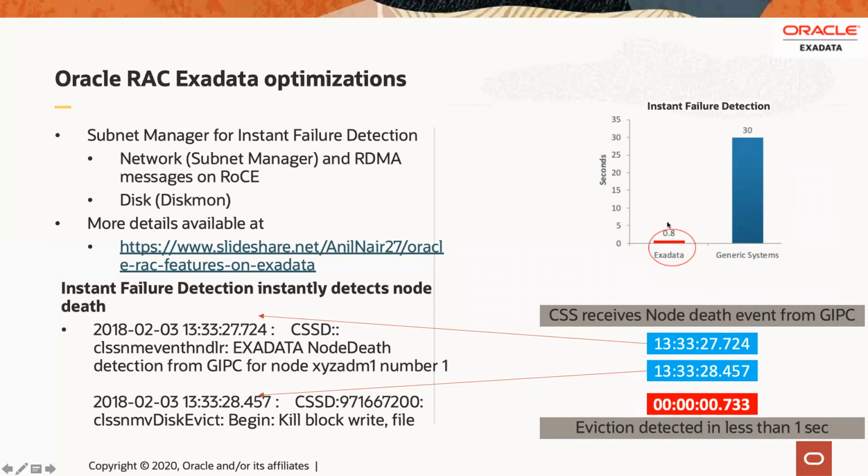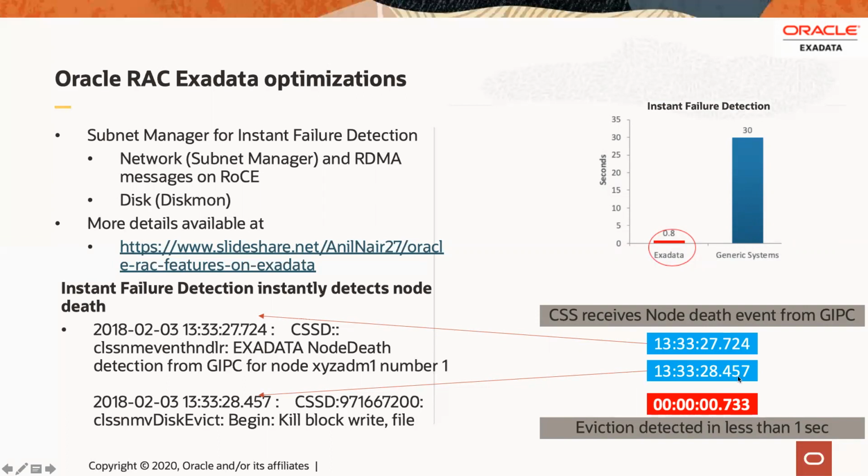On Exadata, we claim that we can detect a failure of an instance within 0.8 seconds. On generic systems, our misscount is 30 seconds, so we might take up to that time. Now, it's not just our numbers. This is actually taken from the trace file.